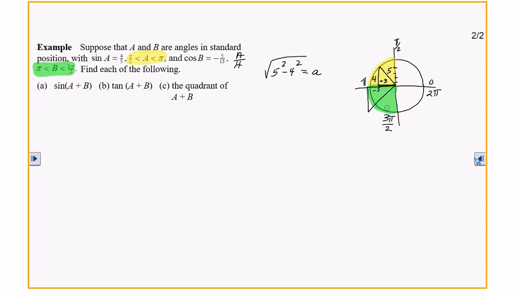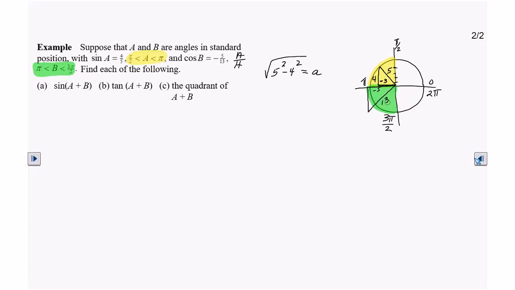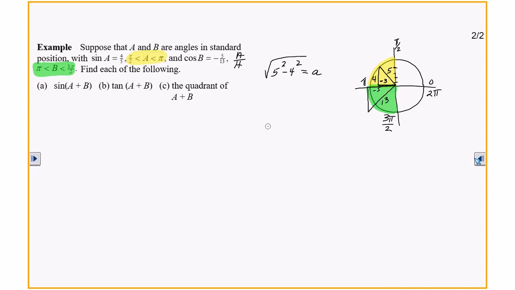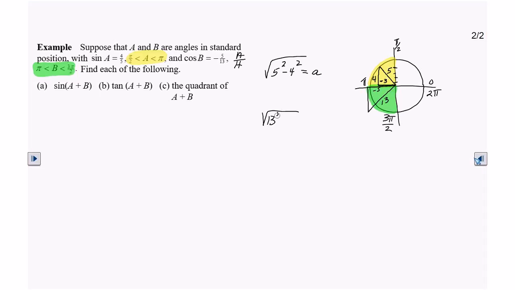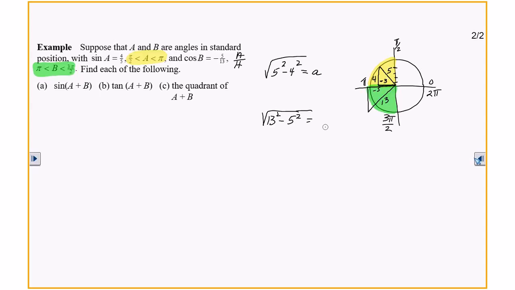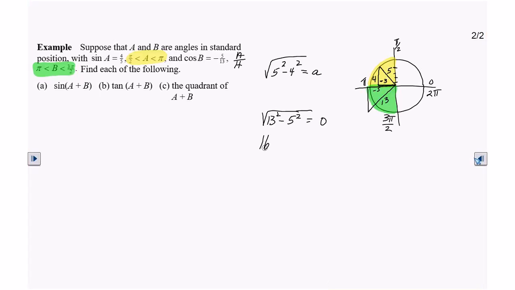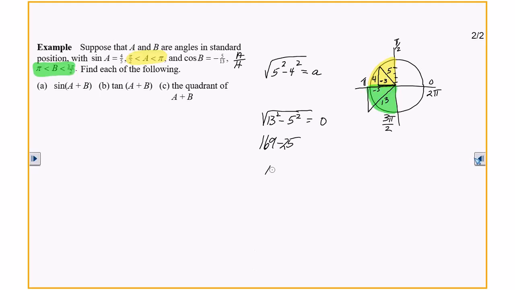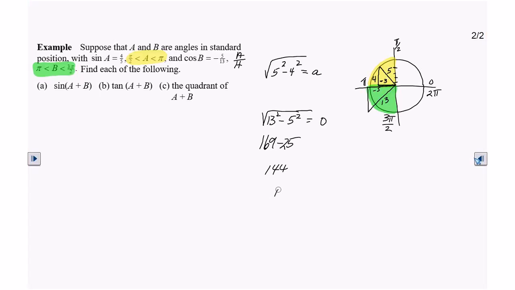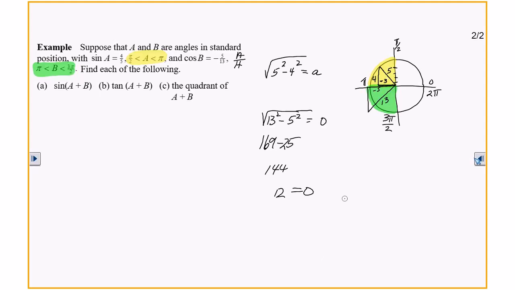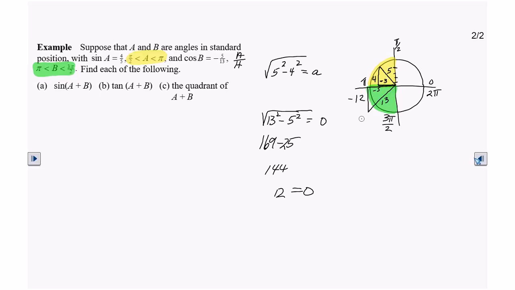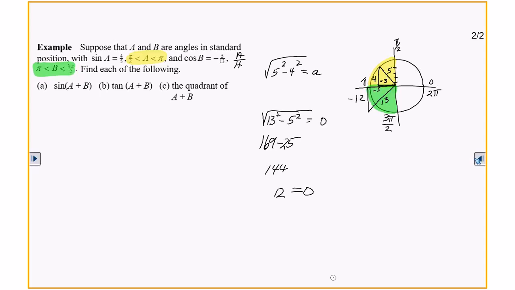And the hypotenuse is what? 13. So you could actually go the square root of 13 squared minus 5 squared is equal to opposite. And we know it's going to be negative also. So 13 squared is 169. 169 minus 25 is going to be what? 144. And that's equal to what? 12. And that's going to be a negative 12.